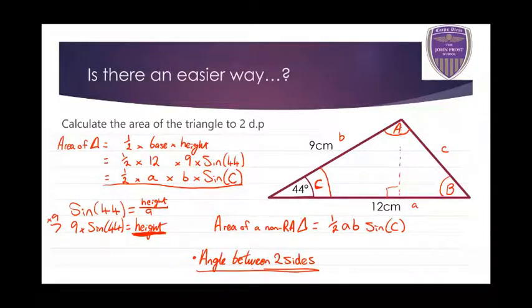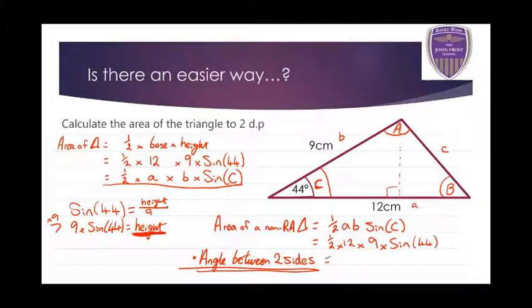So this is a key point. A half AB sine C. An easy way to think about it is just think about ABC. So it's half AB sine C. If we were to substitute the values from the triangle into this formula, we would have a half, A was 12, so half times 12, times B was the other known side, so 9, times sine of the known angle, so sine 44.